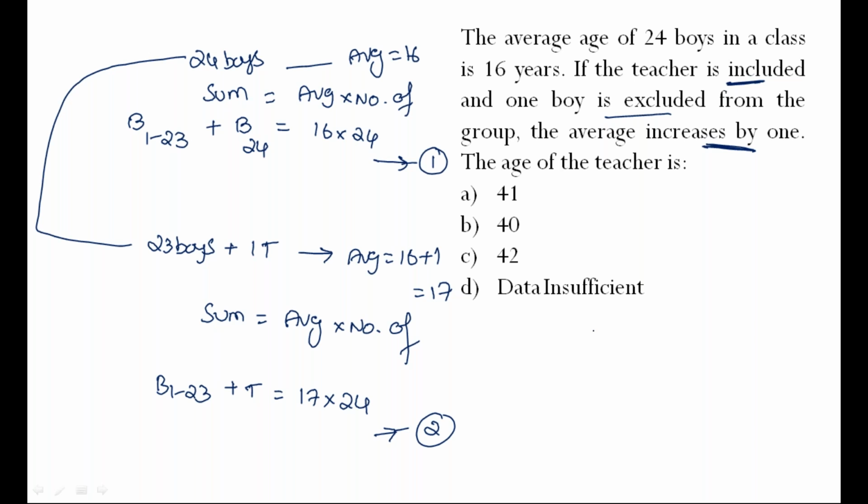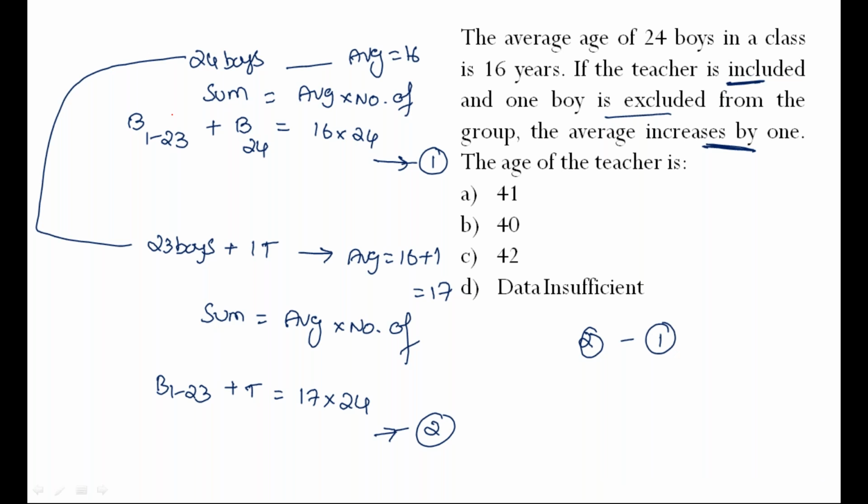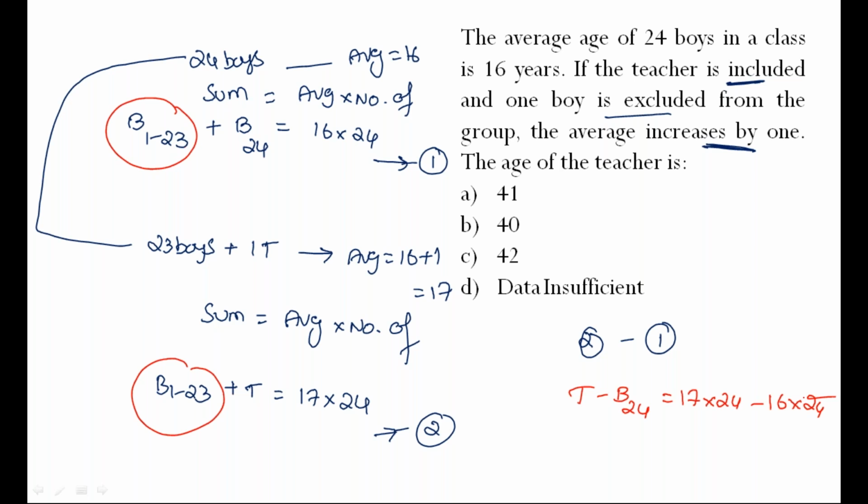Now what you have to do? Perform equation 2 minus equation 1. If you perform equation 2 minus equation 1, common things get cancelled. What is the common thing here and here? B1 to 23, B1 to 23. This is common, gets cancelled. Now teacher's age minus the boy who left is equal to 17 into 24 minus 16 into 24. So 17 bottles minus 16 bottles means 1 bottle, right? So 17x minus 16x means x. Like that, this is 1 into 24.